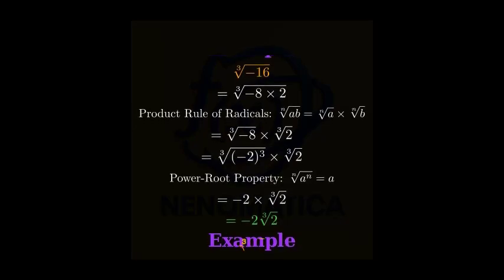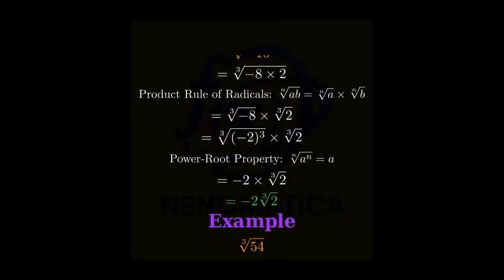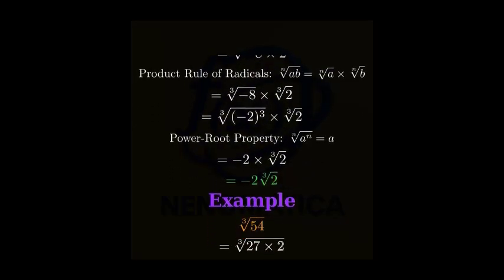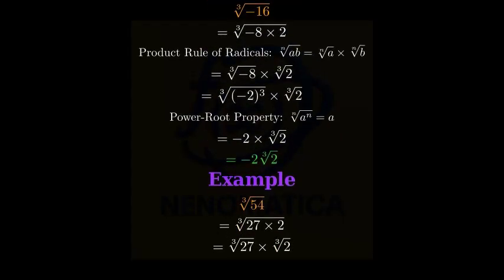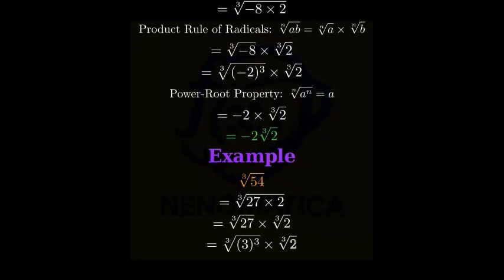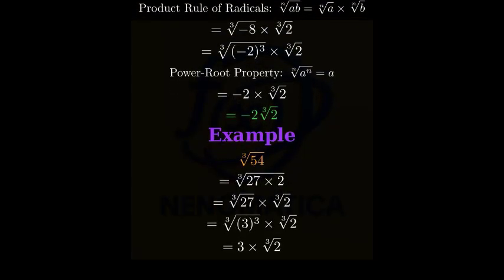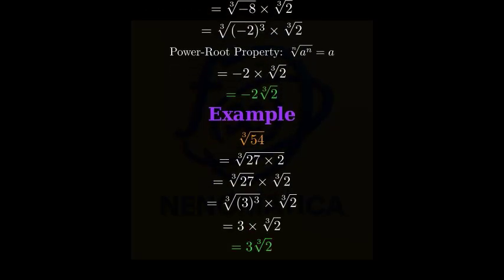Let's move on to our second example, calculating the cube root of 54. First, we can express 54 as 27 times 2. Using the product rule of radicals again, we can separate this as the cube root of 27 times the cube root of 2. Now, 27 is 3 cubed. So the cube root of 27 equals the cube root of 3 cubed, which simplifies to 3. Using our power root property, we simplify to get 3 times the cube root of 2. Therefore, the cube root of 54 equals 3 times the cube root of 2.